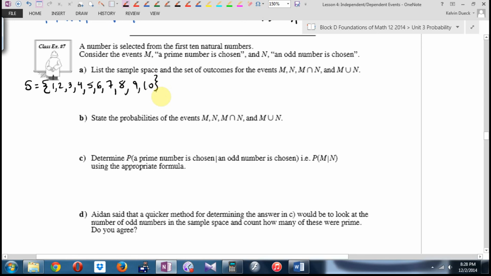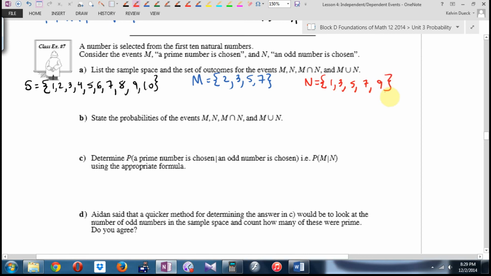Event M is a prime number is chosen. Okay. Which of those are prime? 2 is, 3 is. 2 is the only even prime number, by the way. 4, no, 5, 7, that's it. Event N is an odd number. Okay. 1, 3, 5, 7, 9.